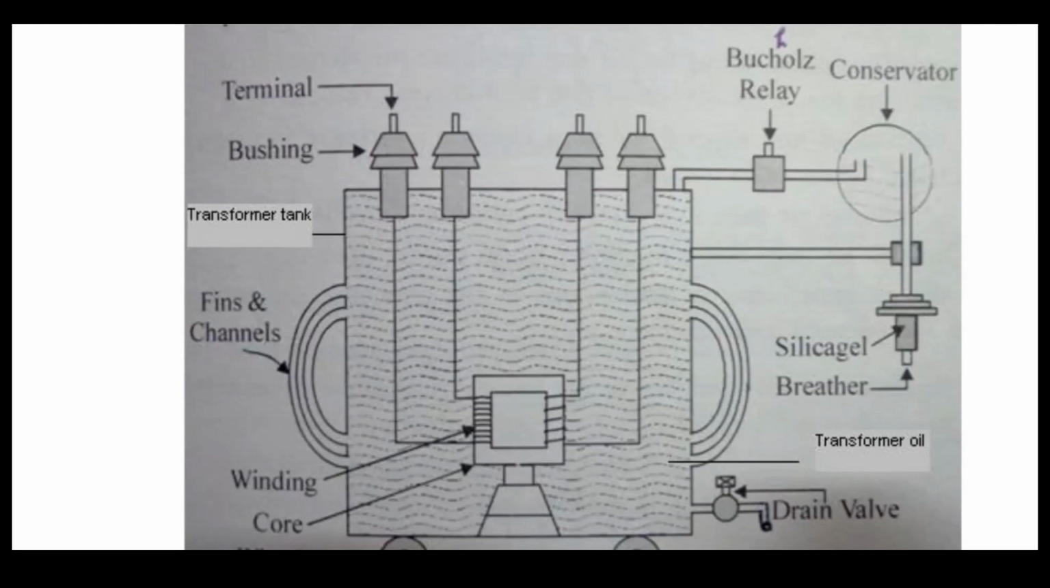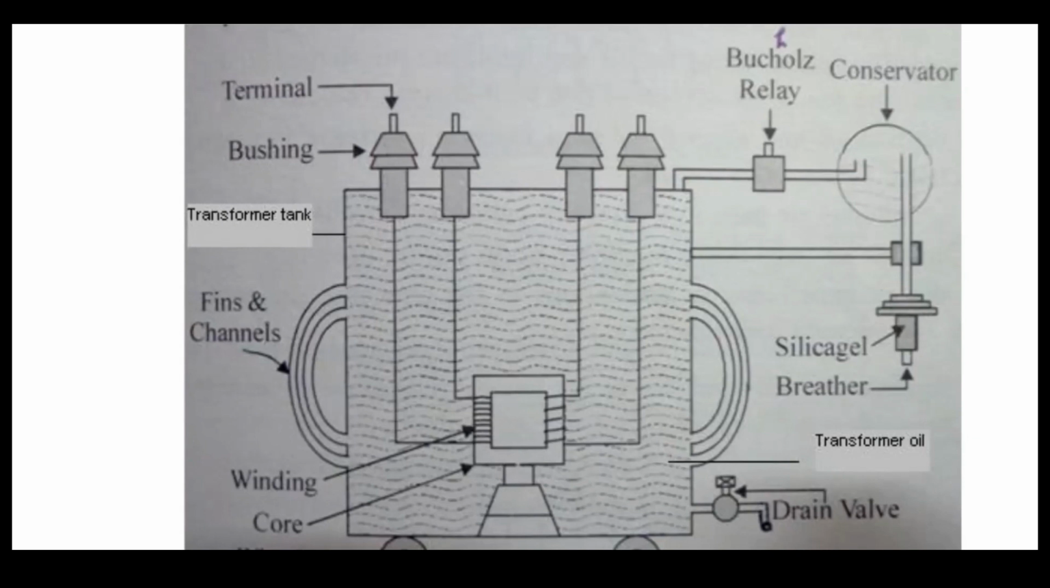So here this Buchholz relay identifies the internal faults of the transformer. Okay, so whenever there is an internal fault, what is fault? Fault is nothing but the uncontrolled flow of current. The windings have a desired path of the current, but if that path is not followed and the magnitude is more, then it is called a fault or short circuit.